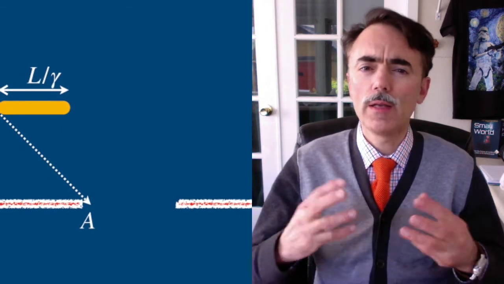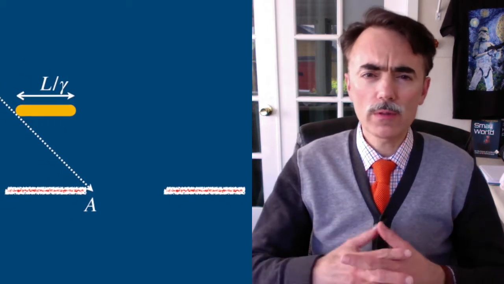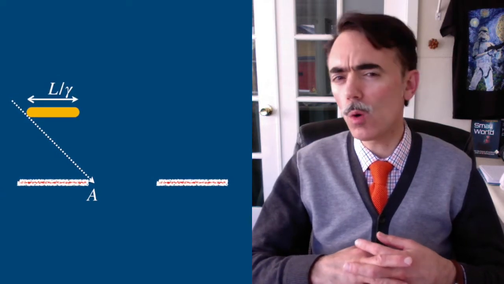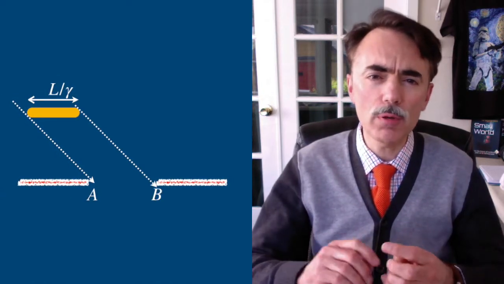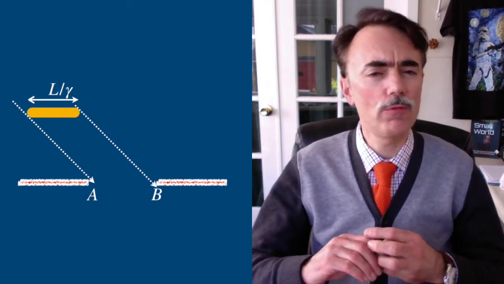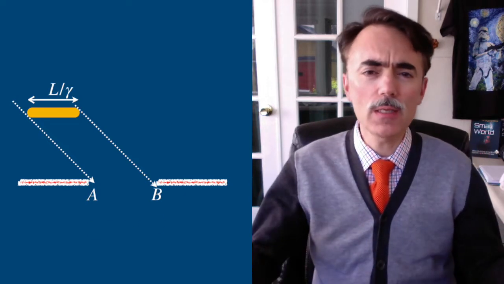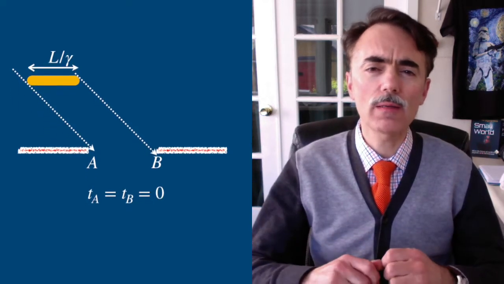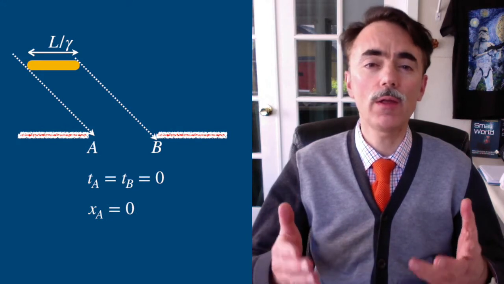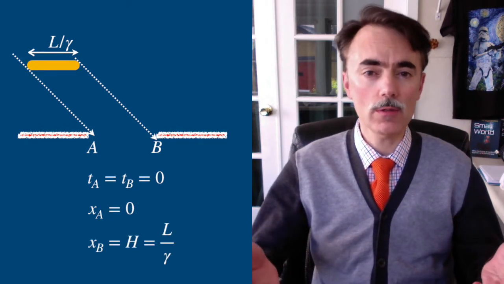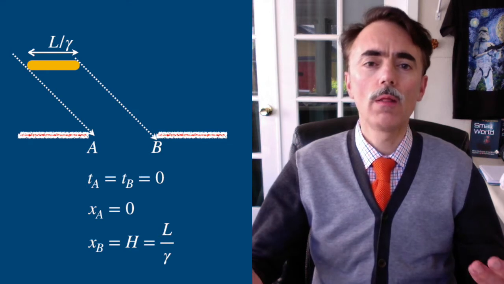From the point of view of the ceiling and the hole, the trajectories of the tip and tail of the hoverboard make those 45 degrees. Let's define event A as that where the tail of the board passes the left of the hole, and event B as that where the tip of the board passes by the right of the hole. If these two events are simultaneous, let's say they happen at t equals 0, one happens at x equals 0, and the other at x equals h, the size of the hole, which happens to be the length contracted length of the board.